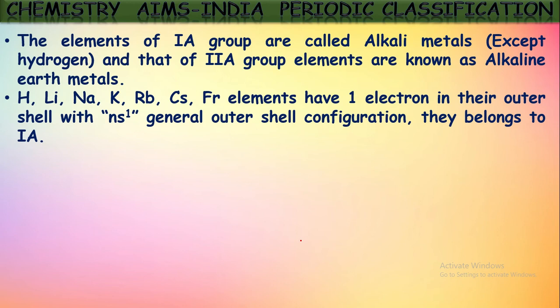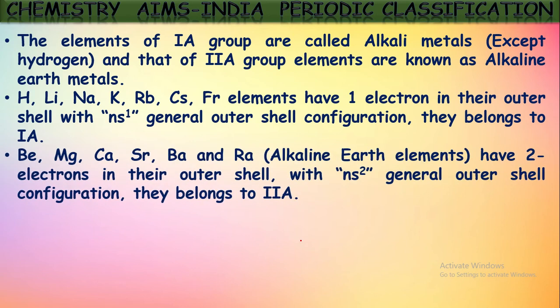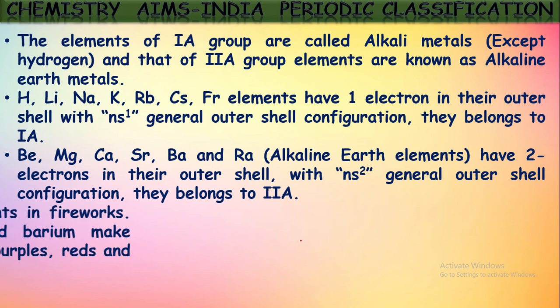Now, first group elements are hydrogen, lithium, sodium, potassium, rubidium, cesium, and francium. These elements are having one electron in their valence shell with ns1 general configuration, isn't it? They belong to first A group. And the elements of second group, we can say beryllium, magnesium, calcium, strontium, barium, and radium. These are having two electrons in their valence shell with the general configuration ns2. So they belong to second A group.